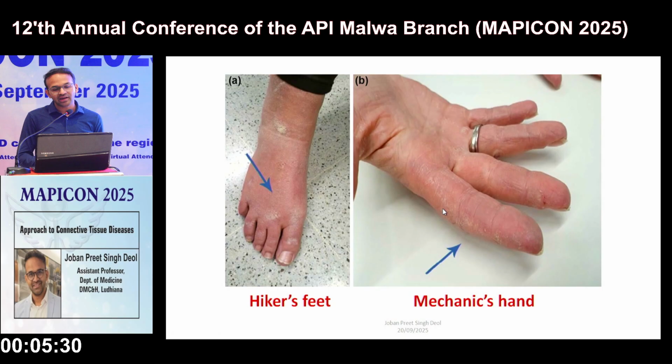They have such kind of cracking or fissuring of the fingers, particularly over the radial aspect of the index finger, and if such rash appears on the feet, then it is called the hiker's feet.